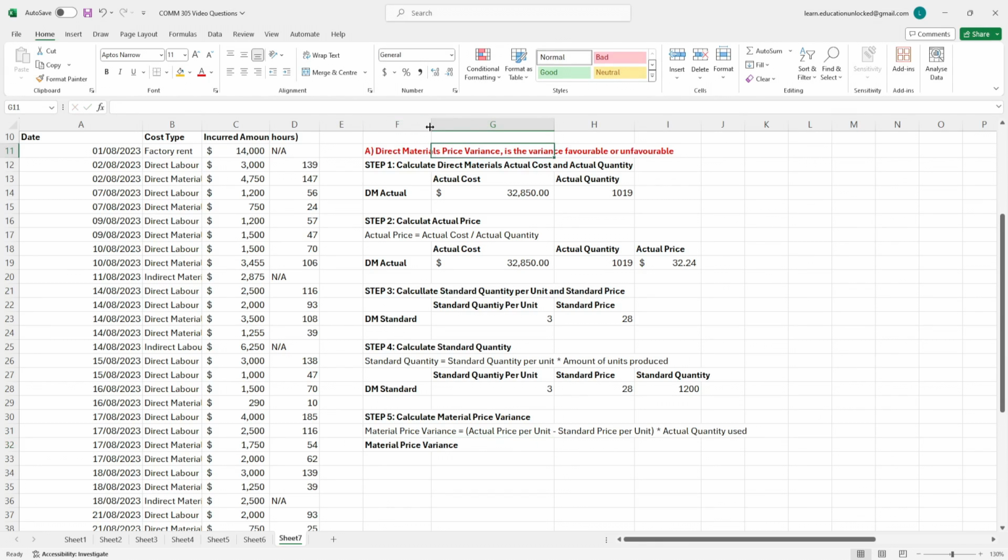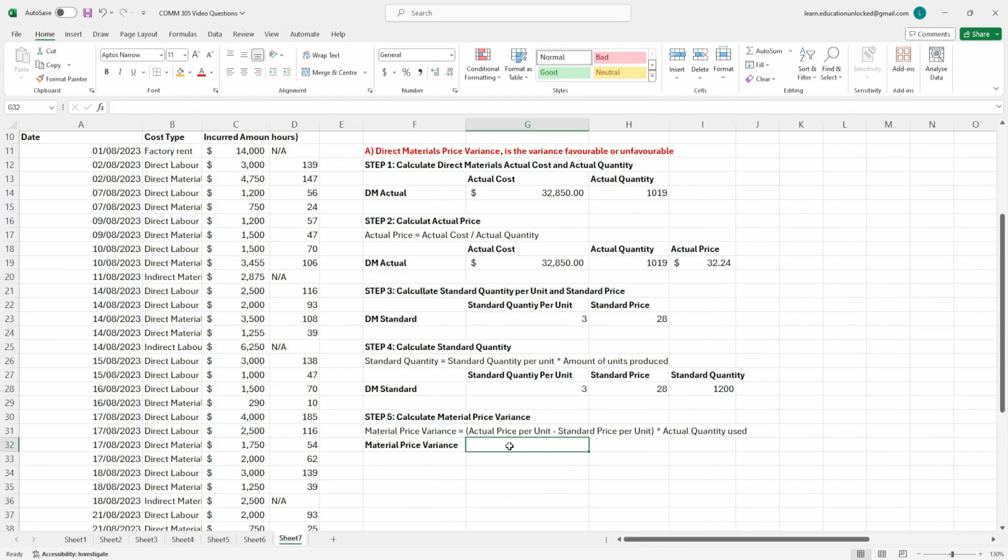Let me make this bigger. So our actual price, and make sure you put your parentheses when you're doing this formula. So actual price per unit is right here, minus your standard price, it's right here, times your actual quantity used. Actual quantity is right here. And so that gives us a material price variance of 4,318.